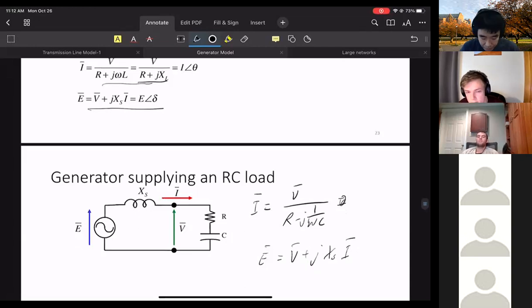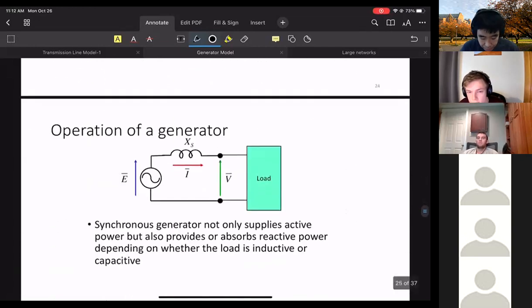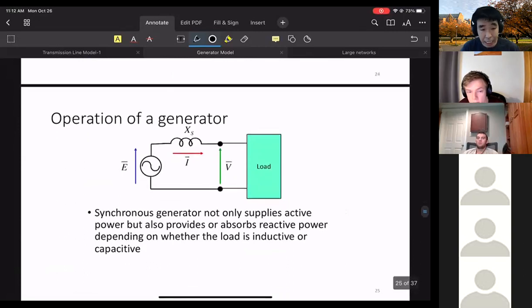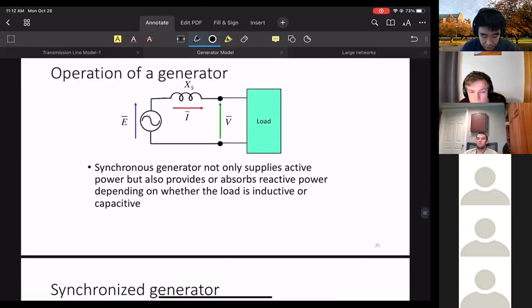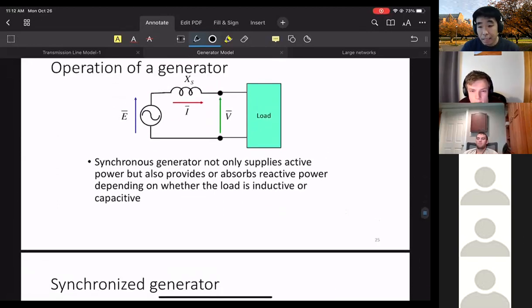Now if you look at generators, generators supply both reactive and active power. The interesting thing is, if you want to connect generators together, do we connect them in parallel or in series? Let's say I have two generators or many generators, and I want to connect them together. Why in parallel?